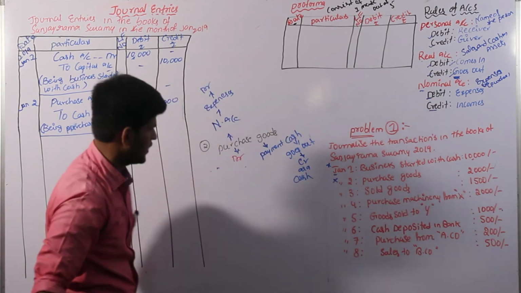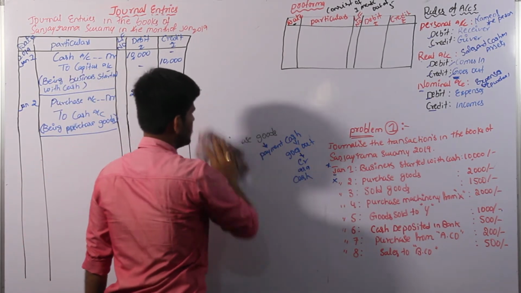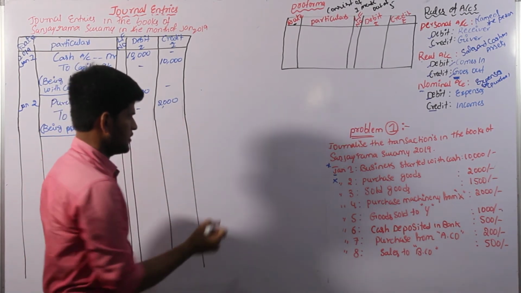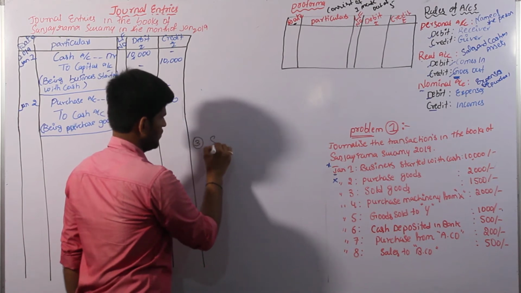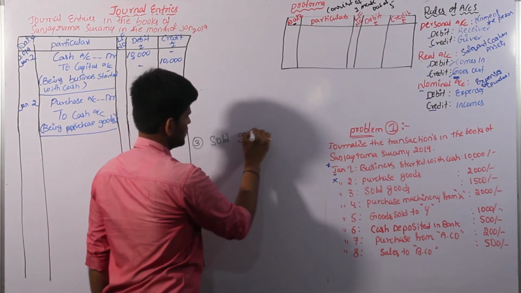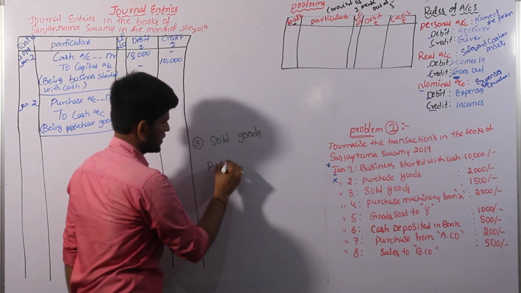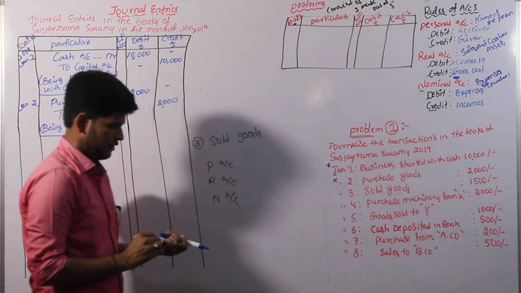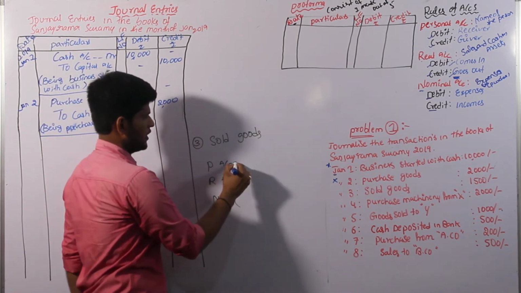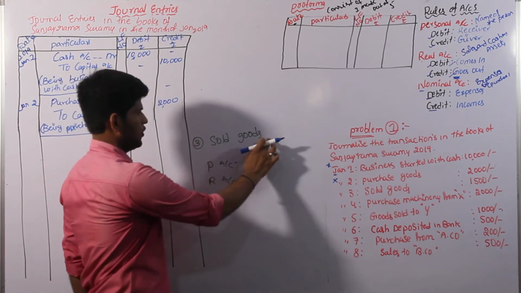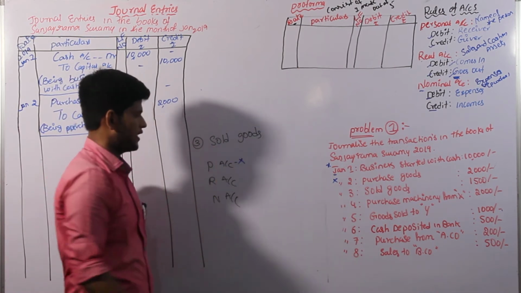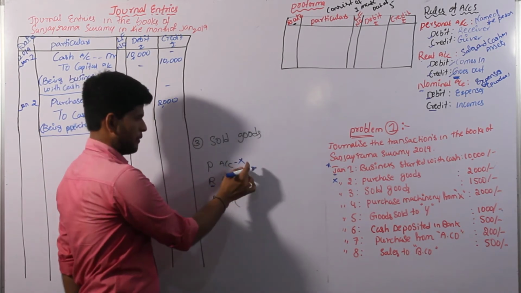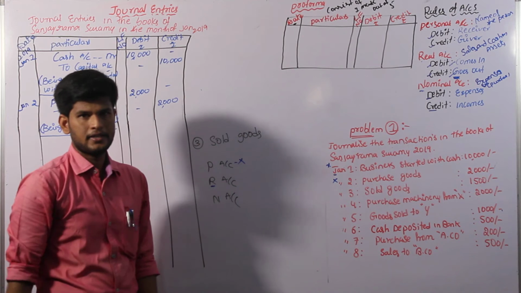Amount is 1500. Again we have to identify the 3 rules in our third transaction. I am writing the transaction here. Third one, sold goods. We can identify 3 rules: personal account, real account, nominal account. Personal account is relating to the name of a person. In sold goods we don't have any name, so we can cancel the personal account and come to the second rule, that is real account.